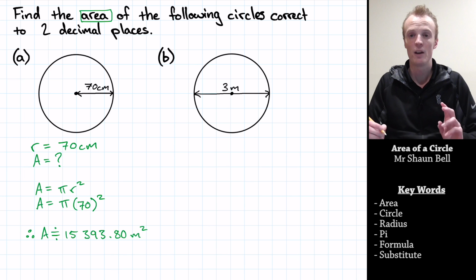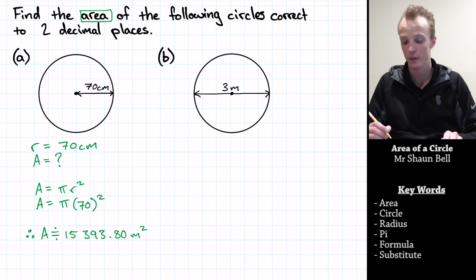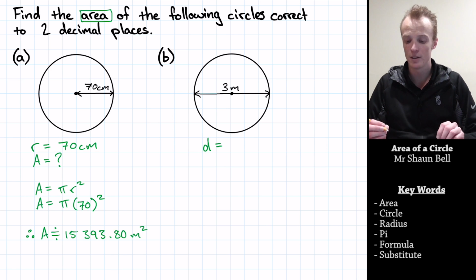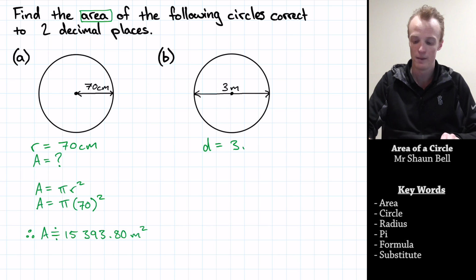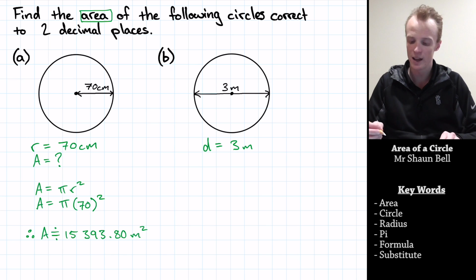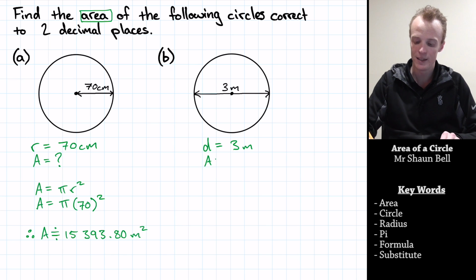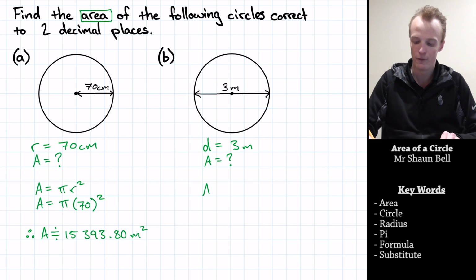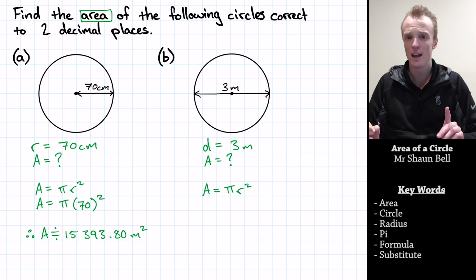For our first step, we identify what information we've been given. Now in this case, I've been given the diameter of the circle, which I'm going to indicate here as D. And the diameter of the circle is equal to 3 meters. And the question's asked me to find the area of the circle. Well, I know that my area formula for a circle is equal to pi times r squared. But I don't have the radius of this circle. So I need to find that first.